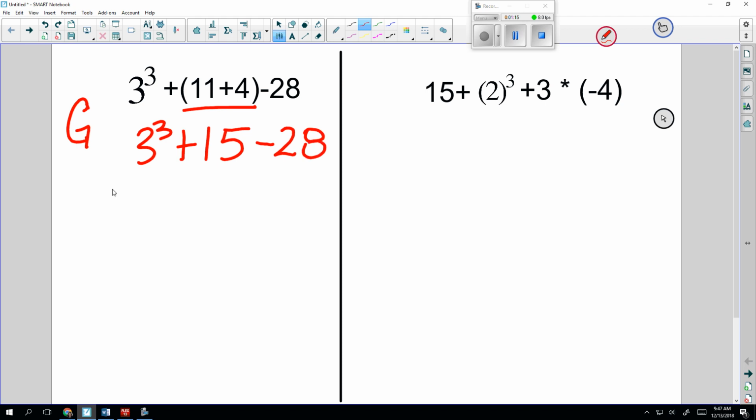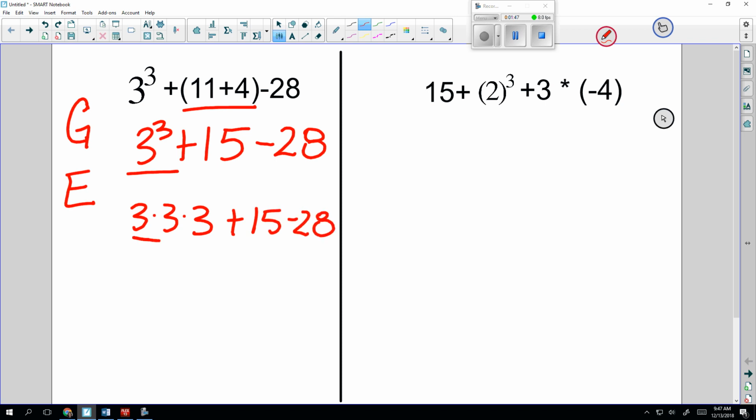Okay? Now, are there any more groupings in this problem? No. So what's the next step? Exponents. That's right, exponents. Are there any exponents in this problem? Yes, right here. So what I like to do when I see an exponent is write out what it should be in expanded form, so that I don't get confused. Anytime I see an exponent, I write it out like this, and then I just keep everything else in there.